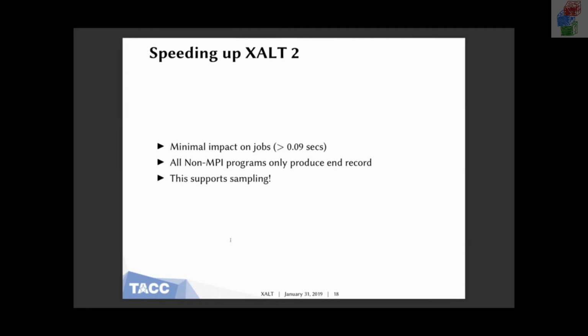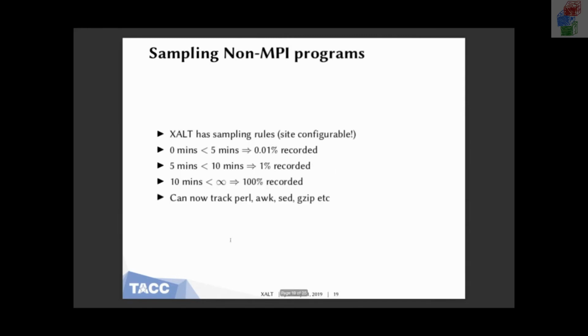All non-MPI programs only produce an end record. So currently, XALT produces something before main and after main. So it produces a start record and an end record. But for non-MPI programs, I decided I'm only going to get an end record because I want to be able to sample. So this is site configurable, but these are the rules that we're using.